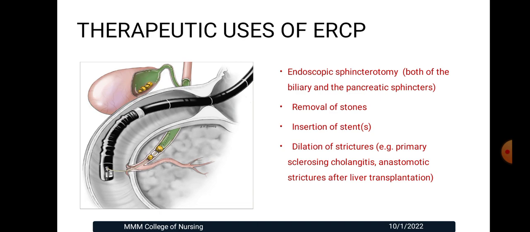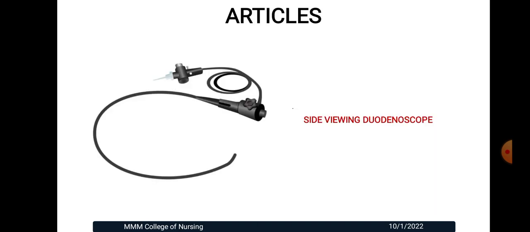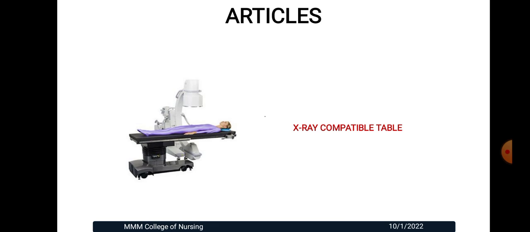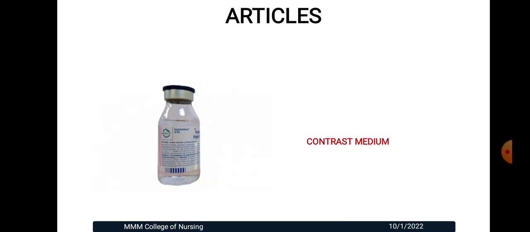Coming to the therapeutic uses of ERCP: endoscopic sphincterotomy of both biliary and pancreatic sphincters, removal of stones, insertion of stent, dilation of strictures, for example primary sclerosing cholangitis, anastomotic strictures after liver transplantation. Articles needed for ERCP: side viewing duodenoscope, ERCP catheters, X-ray compatible table, contrast medium.